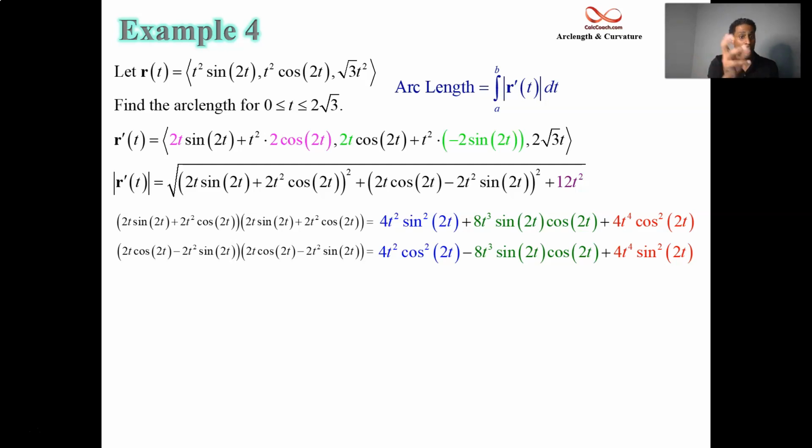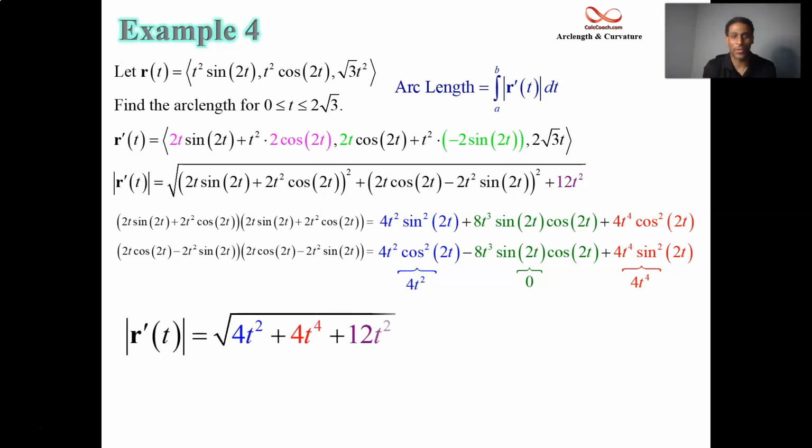Okay. In the blue, if we add them together, we'll have sine squared plus cosine squared, which will be 1. So it'll just be 4t to the 4th. The middle terms cancel out. And for the red, the last terms will have the same kind of sine squared plus cosine squared when you add them together, factoring out what they have in common there, 4t to the 4th. These are the elements that are underneath the square root. But don't forget that there's also that 12t squared.